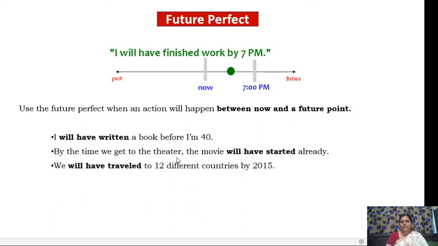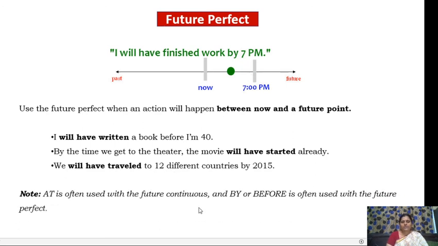By the time we get to the theater, the movie will have started already. By the time we get to the theater, this is some point of time. By this time, what would have happened? The movie will have started already. We will have traveled to 12 different countries by 2015. So there's something in the future.